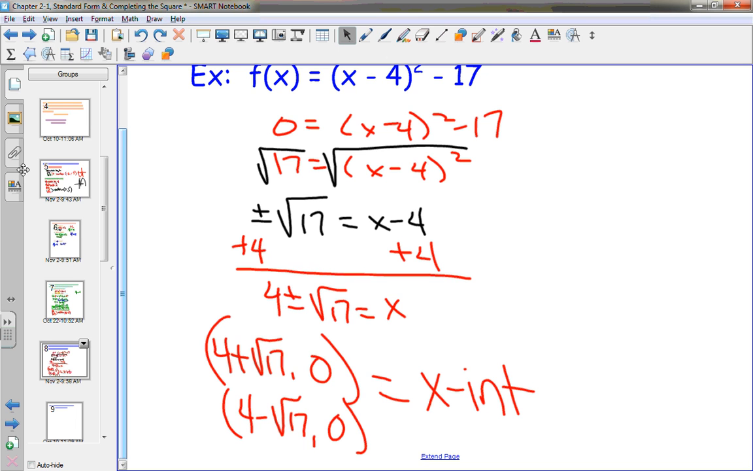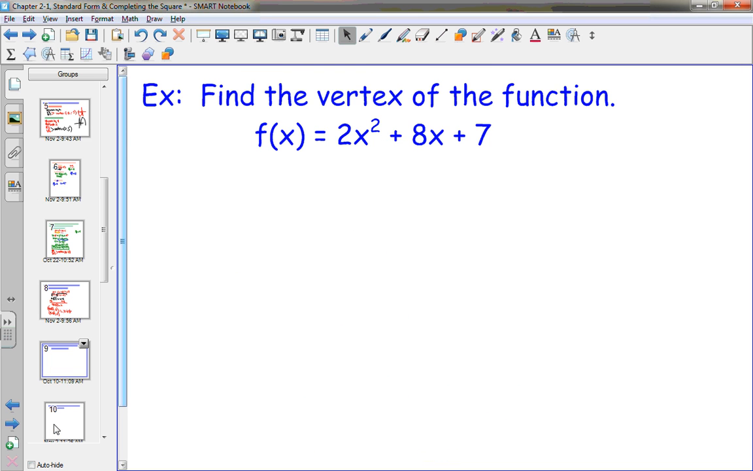Okay, let's do this again now. This time, I'm going to have some ugliness going on, aren't I? Why am I going to have some ugliness going on? Because my leading coefficient is not 1, is it? So step 1, what do I need to do here? Subtract. I'm on the next slide. Subtract 7.